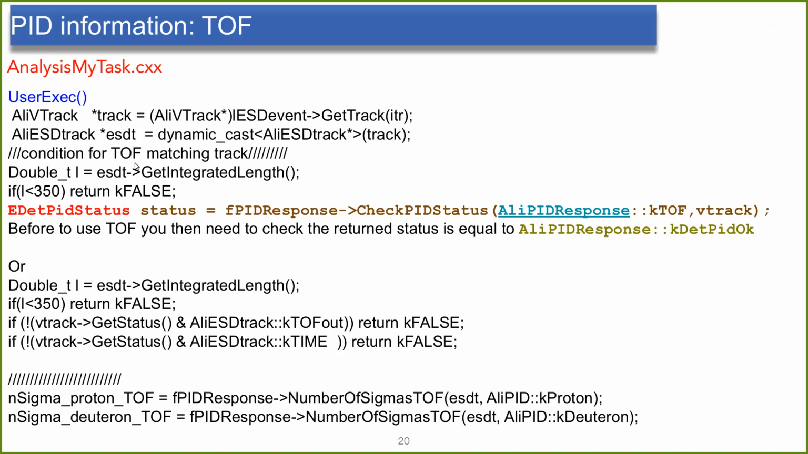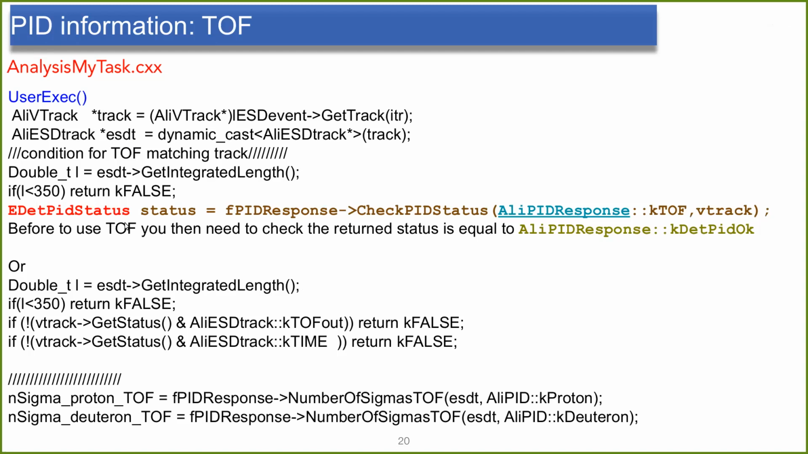Then you need to check if the track has any hit in the TOF. For that, we generally use two conditions. The first basic condition: we always take a track which has a length greater than 350. So we basically remove the tracks which have length less than 350.